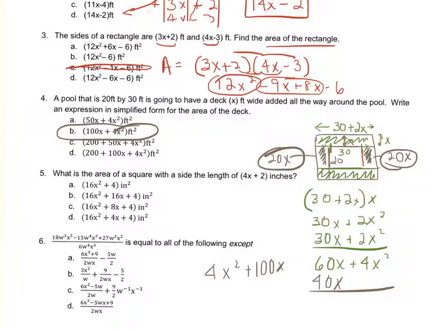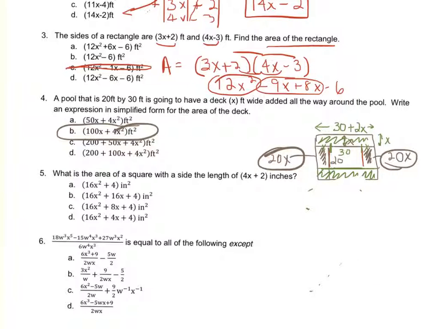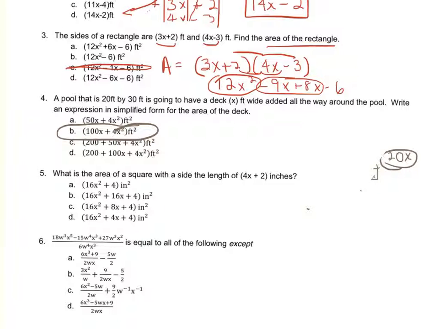Now that's not the only way to solve that problem. You can break it up in several ways. You can do the entire area and then subtract off the hole for the swimming pool in the middle. Any of those methods work.